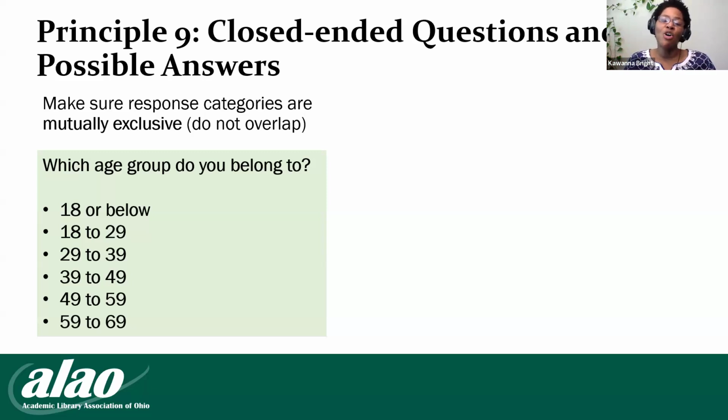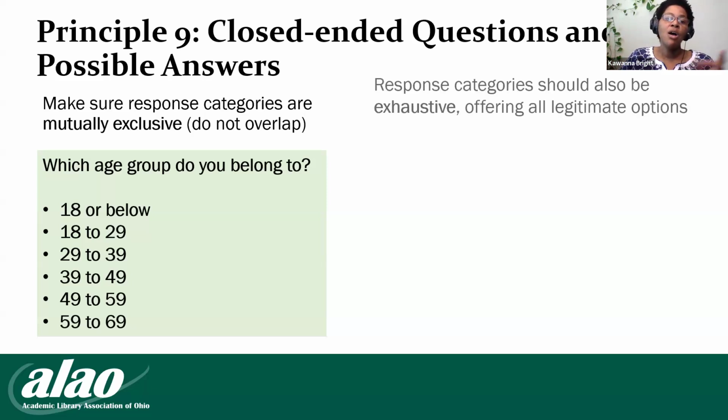And it also means that you have overlapping categories, which is going to make it harder for you if you're doing comparisons later on. You also want to make sure that your response categories are exhaustive, which means that everyone has a legitimate option to choose from. In this case, I stopped at 69 because apparently there's nobody I'm surveying who could possibly be above 69 years old. We know that's probably not true.